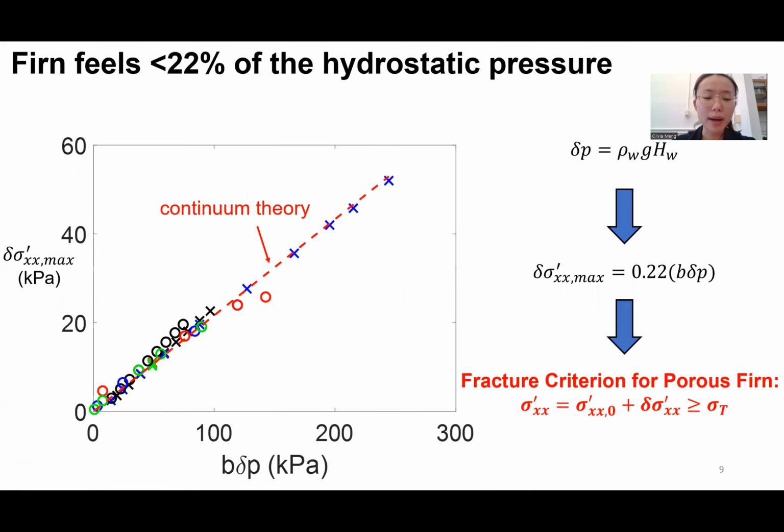At the end, we combine all the simulation results on a single figure where we plot effective stress against Biot coefficient times hydrostatic pressure. The cross markers are models with constant water height as boundary condition, and circular markers are constant infiltration rate as boundary condition. We vary Biot coefficient, permeability, water column height, infiltration rate, and width of the crevasse tip, the results of which all collapse onto a single line in this final figure with a coefficient of 0.22. In summary, firn only feels less than 22% of the hydrostatic pressure.